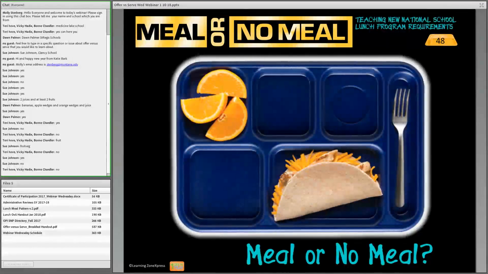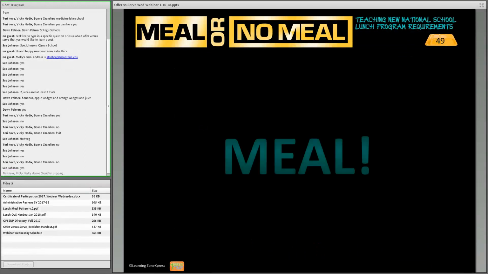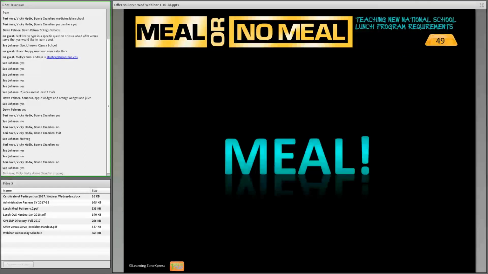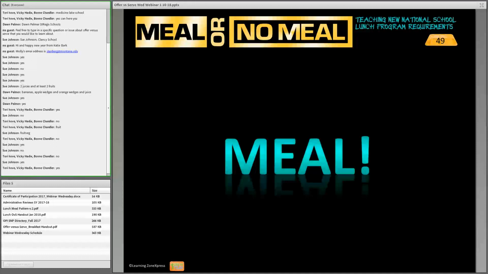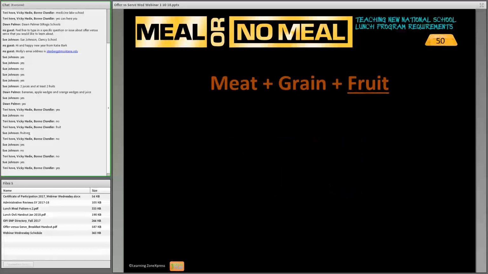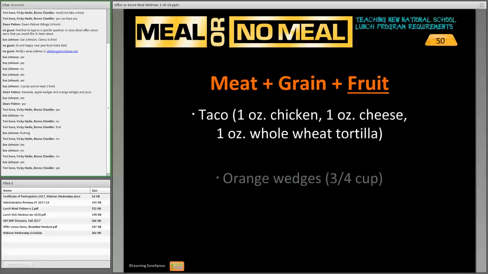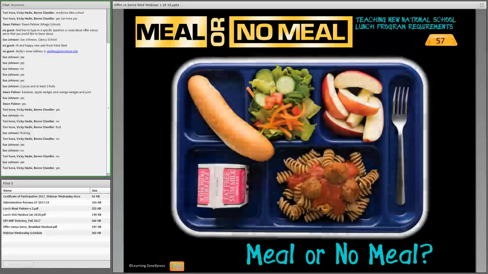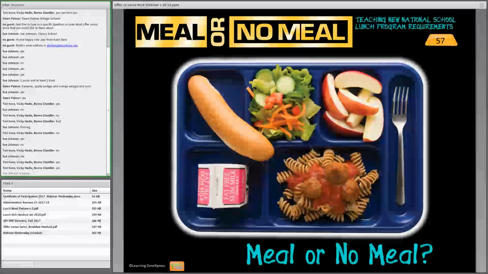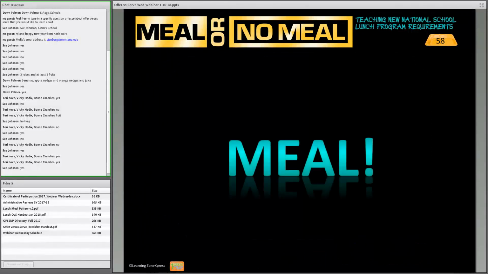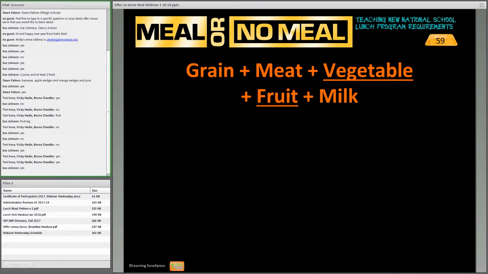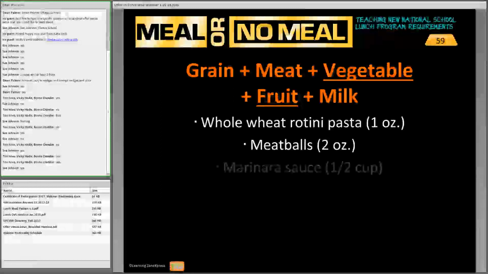Okay, how about this? What if the student chooses the entree and the oranges? Is this a meal or no meal? Good job, ladies. You're saying yes, and it is, because they have their fruit, their meat, and their grain. This is a really pretty tray. Would this be a meal or no meal? Yes, it's easily a meal. It has almost all 5 components on it. It does have all 5.